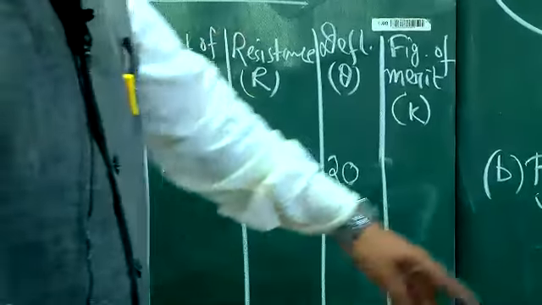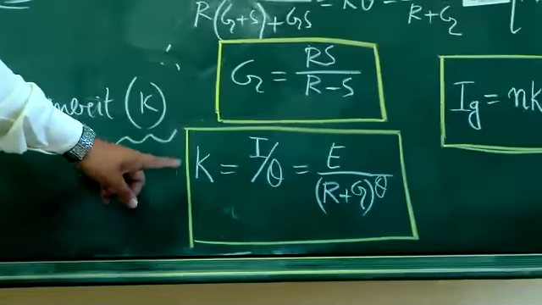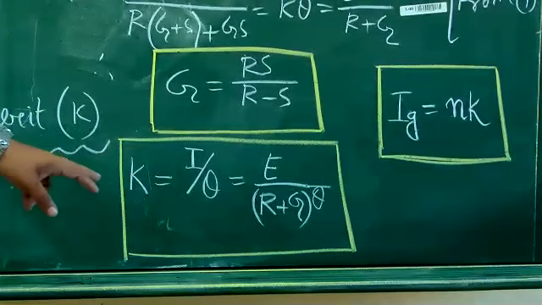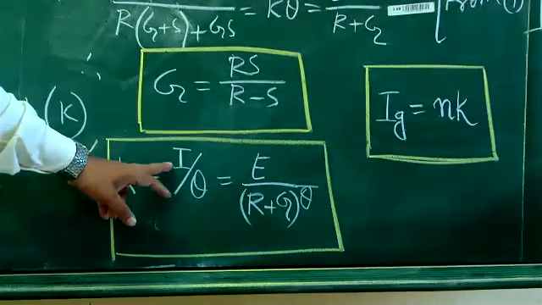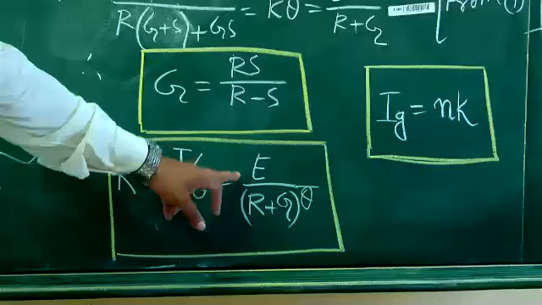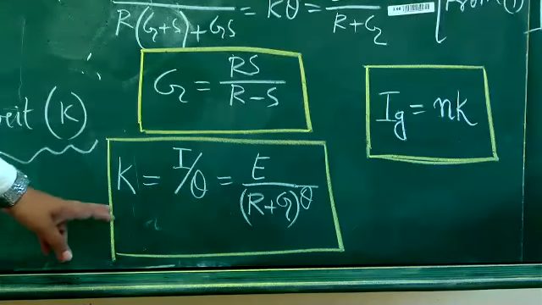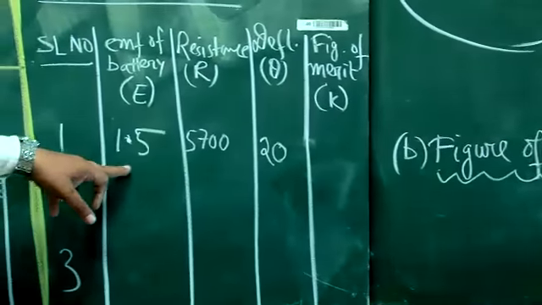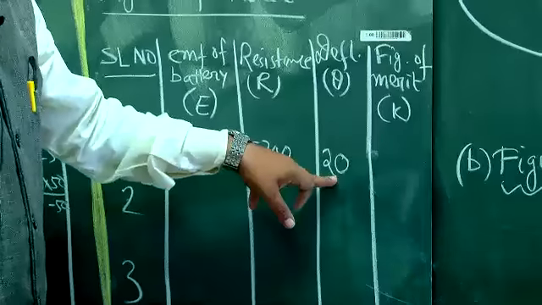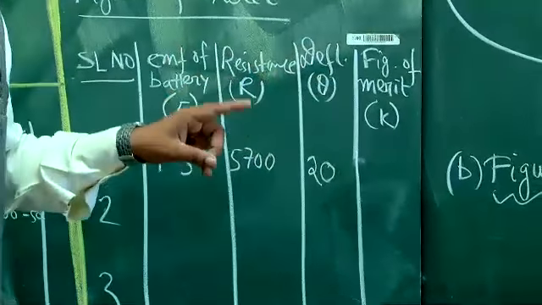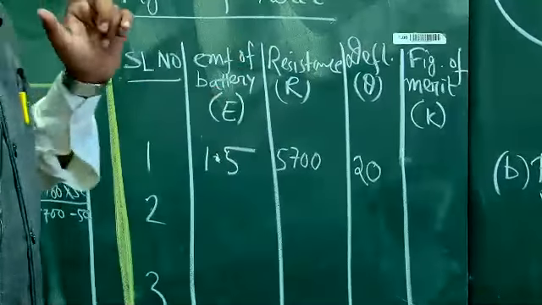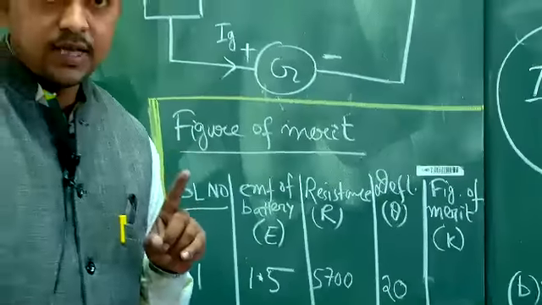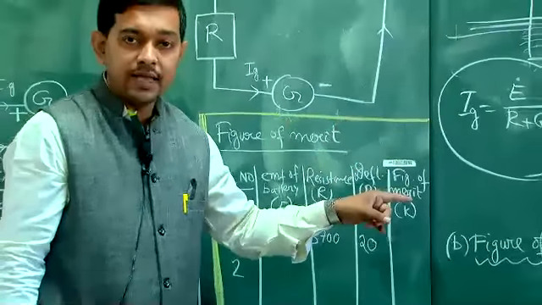So now this is the first observation for finding the figure of merit, and please see this formula. Figure of merit, K equals I by theta, the amount of current for unit deflection. And from the first equation in your copy, I equals E by R plus G. So K equals E by (R plus G) into theta. This is the value of the figure of merit. So from these observations, we have the value of E, we have the value of R, we have the value of theta, and capital G is the galvanometer resistance. Already we have found it out. So the first table has to be completed, and from the first table you have to find the value of the galvanometer resistance, and that galvanometer resistance is to be put in the second equation.